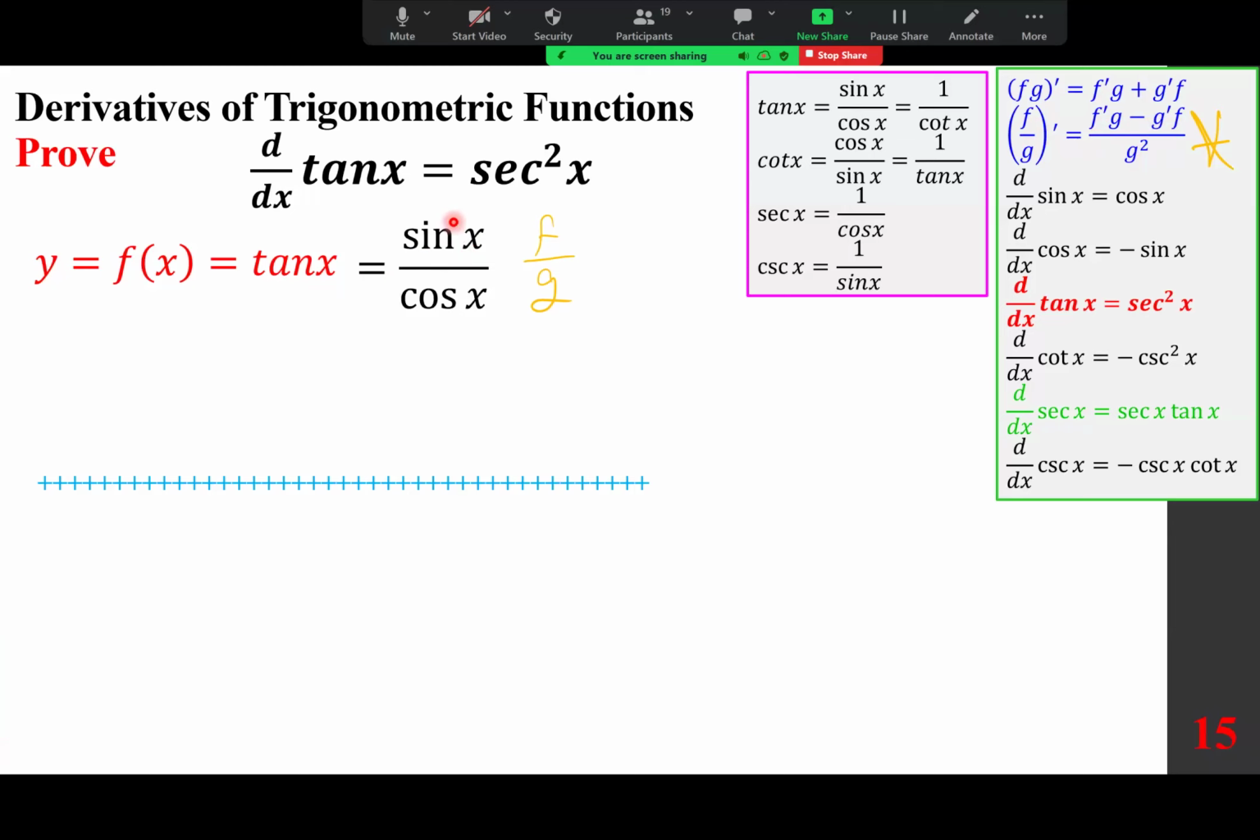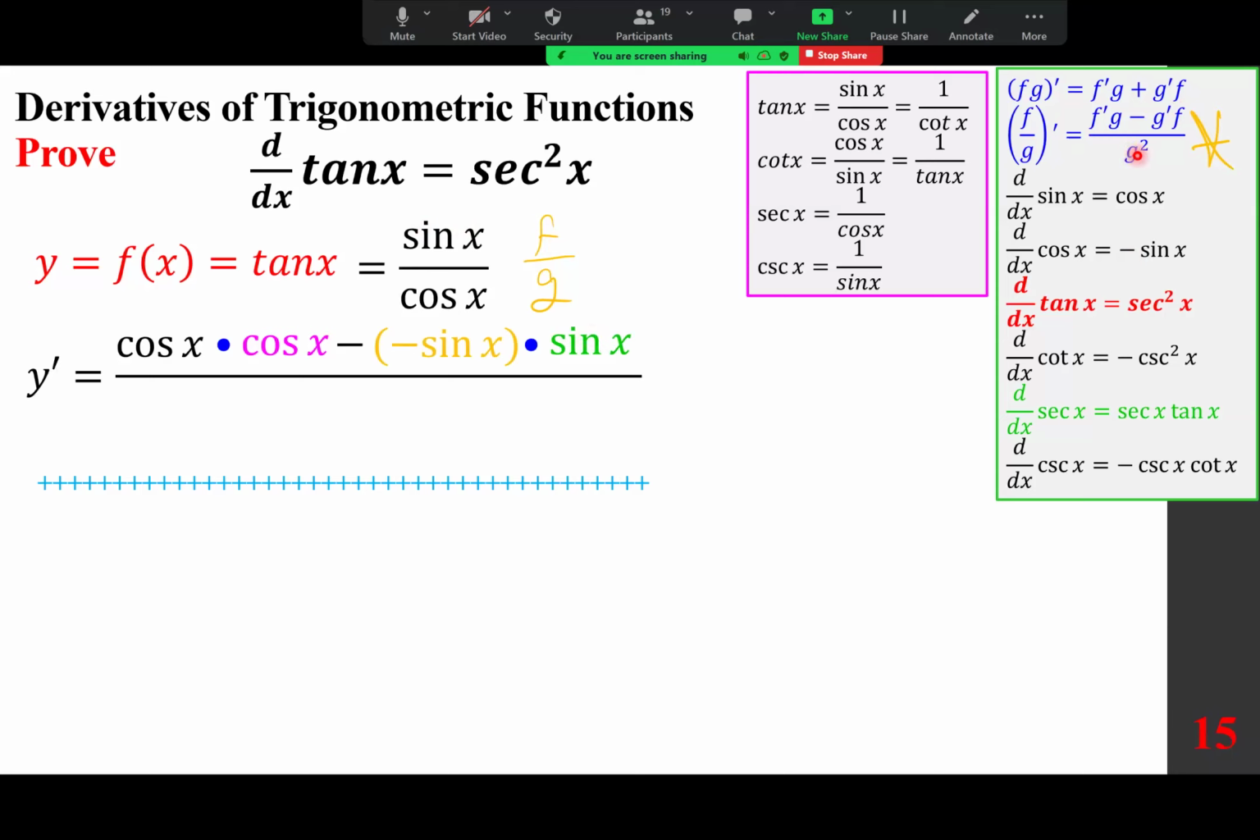So f prime, the derivative of sine x, is cosine x times g, cosine x, minus g prime, the derivative of cosine is negative sine, times f, sine x. The bottom is g squared, cosine x squared. That means cosine squared x. And again, I'm done with calculus. So this is cosine squared. This is plus sine squared.